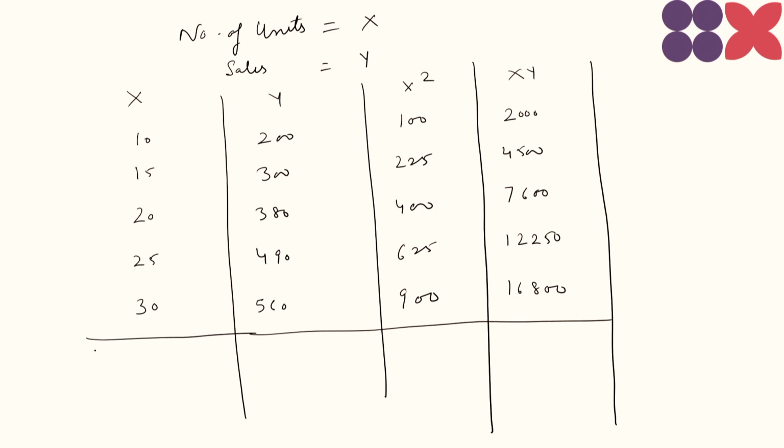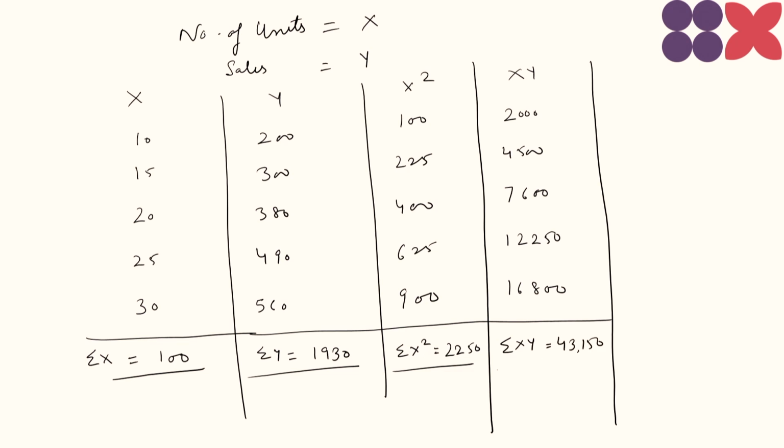So going with the same totaling, the summation of X is now 100 in this question. Summation of Y is equal to 1930. Summation of X square is 2250, and summation of X and Y both is 43,150. And in this question we have N, which is equal to 5.